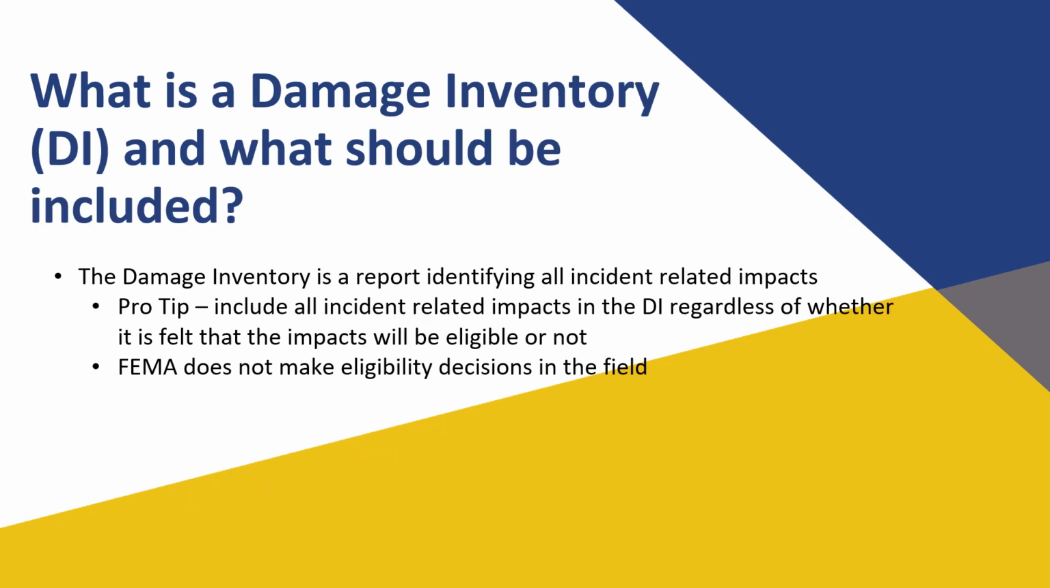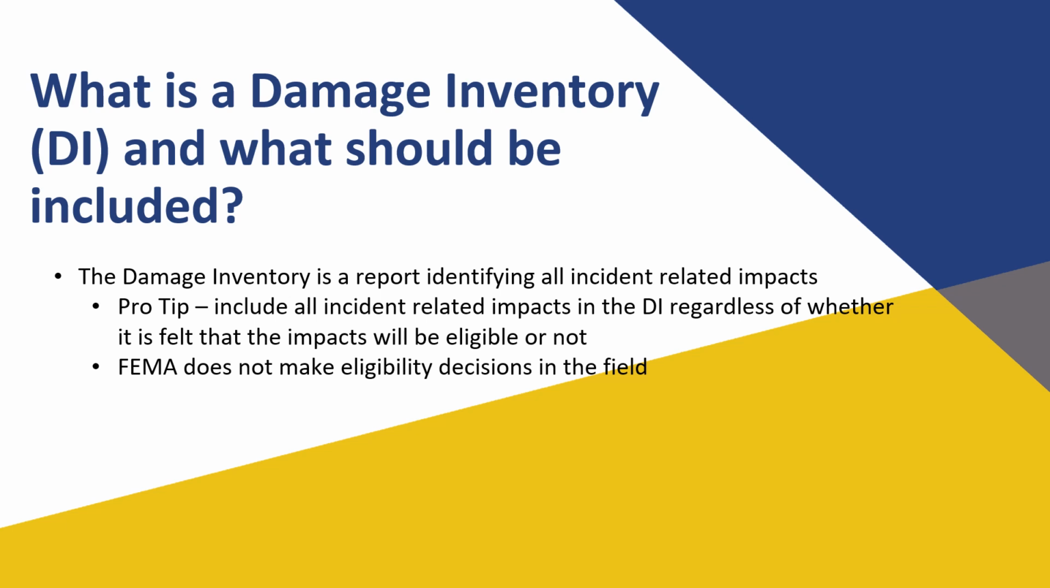Another document you'll be signing off on in Grants Portal is the Damage Inventory, or DI. This is a report identifying all incident-related impacts and damages. It should be comprehensive, so don't leave anything out. You may be told that an item on the damage inventory is most likely ineligible and asked to withdraw it. However, eligibility determinations are not made in the field. It may be in your organization's best interest to leave the item on the DI and receive a written eligibility determination later.